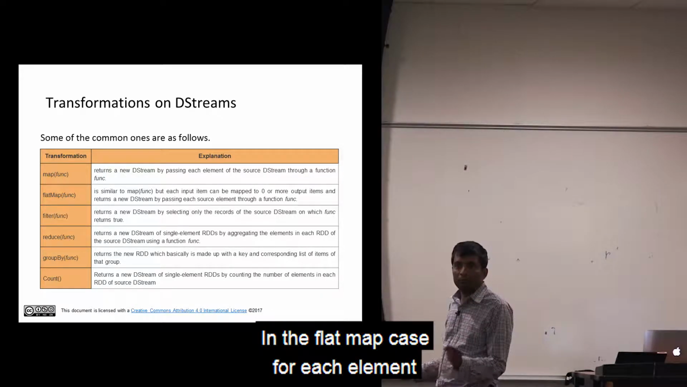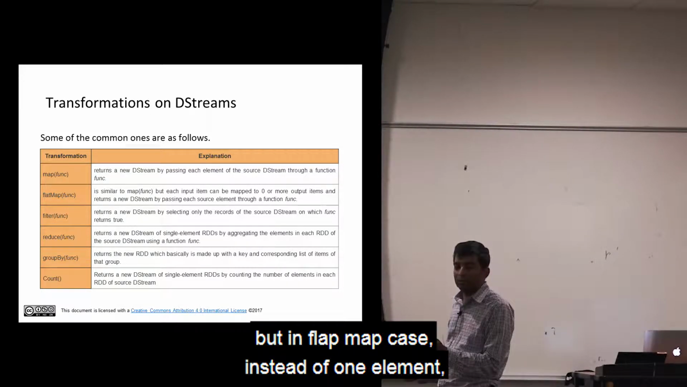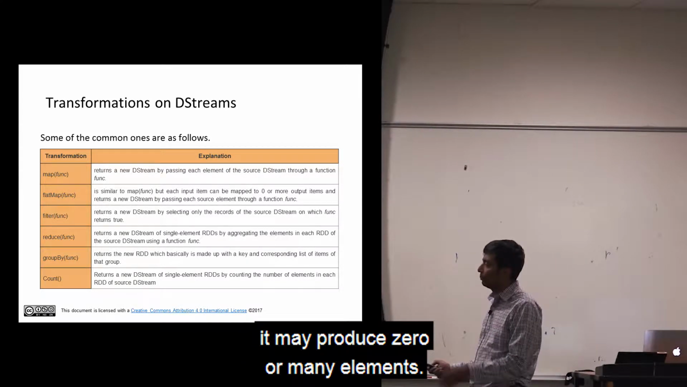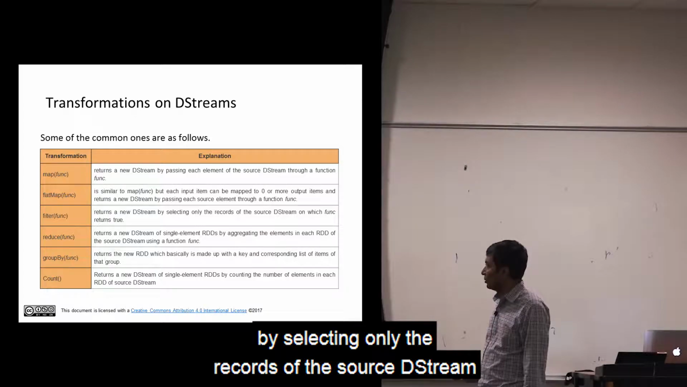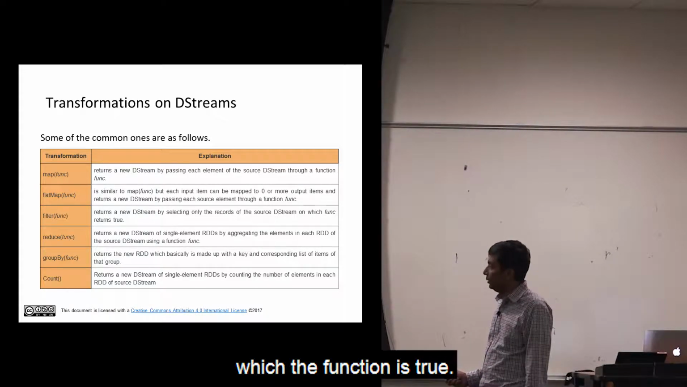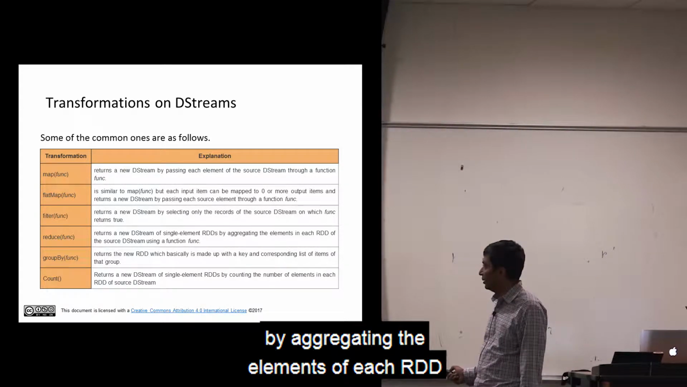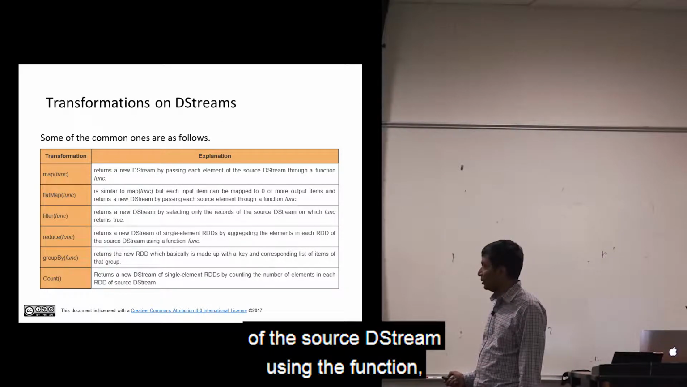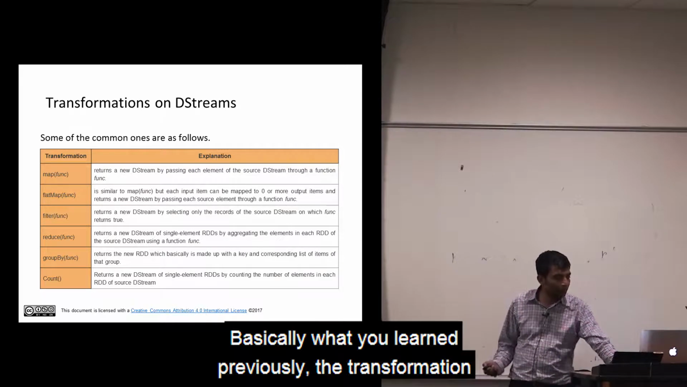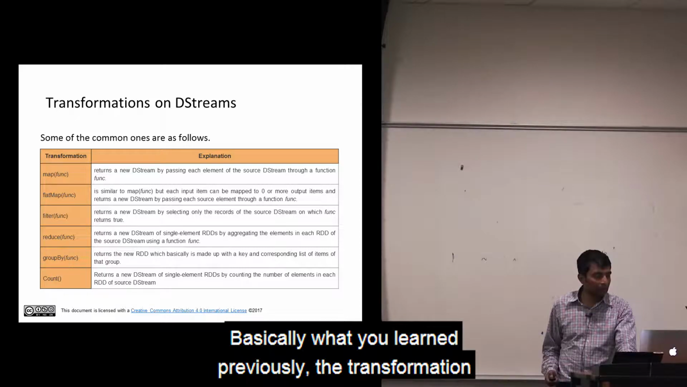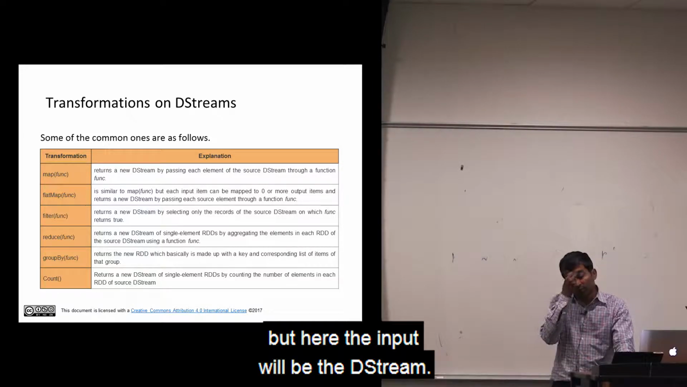In the flatMap case, for each element, when you apply the function, in the map case it will produce one element, but in the flatMap case, instead of one element, it may produce 0 or many elements. And filter returns a new DStream by selecting only the records of the source DStream for which the function is true. And then reduce will return a new DStream of single element RDDs by aggregating the elements of each RDD of the source stream using a function func. So these are basically what you learned previously. This transformation over non-stream data, the same thing can be applied, but here the input will be the DStream.